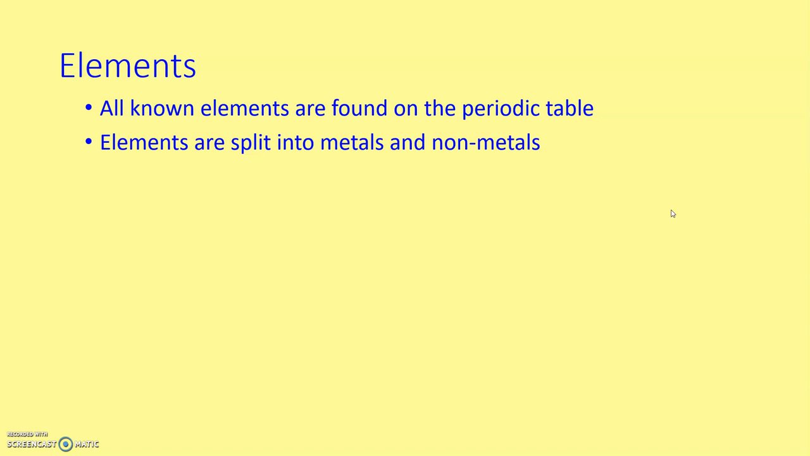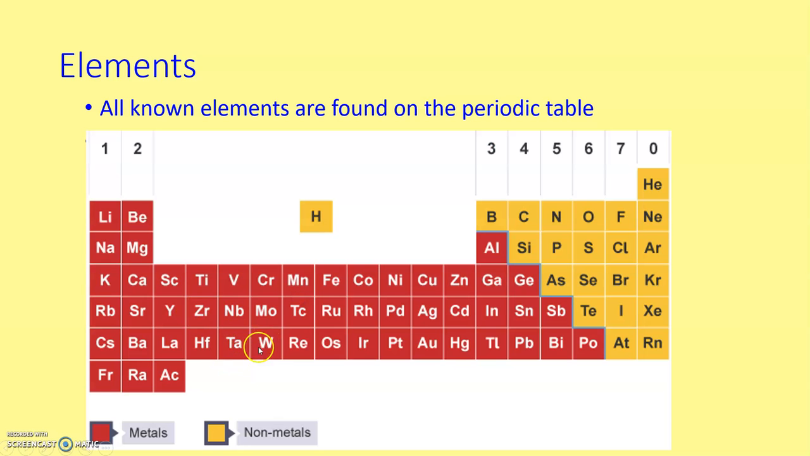Such as oxygen, carbon and nitrogen, which are all found on the periodic table. The periodic table is simply a table of elements, and these elements are split into metals and non-metals, as we'll be showing now. So, here we have the periodic table, and it shows the difference between metals and non-metals. Metals are shown on the left-hand side as red, whereas the non-metals are shown on the right-hand side as yellow. Hydrogen here is also a non-metal.